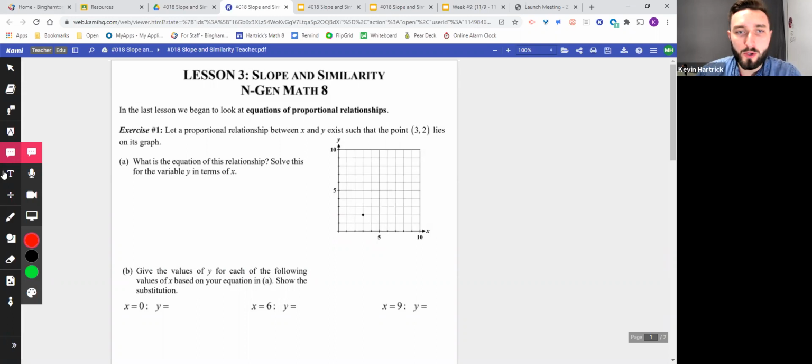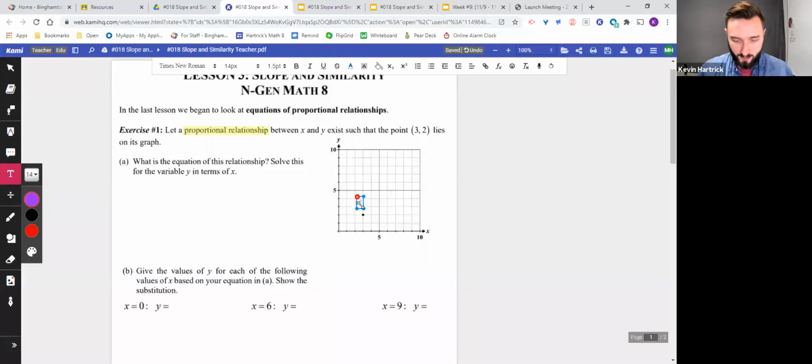Let a proportional relationship, that's important to note, we're talking about a proportional relationship between x and y, exist such that the point (3, 2) lies on its graph. We have this point labeled here. We can actually label it. Let's do that. This is (3, 2). Remember, the first number is the x value, second number is the y value. That makes sense. 3 on the x, 2 on the y.